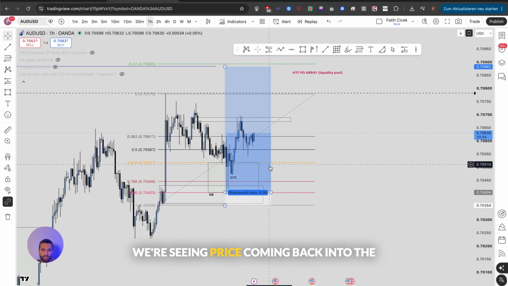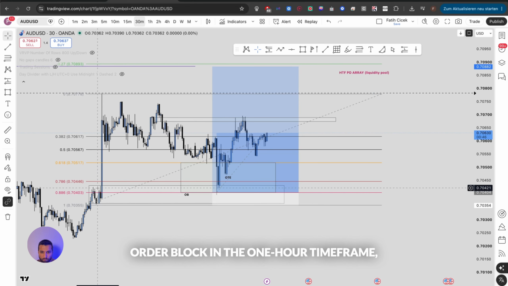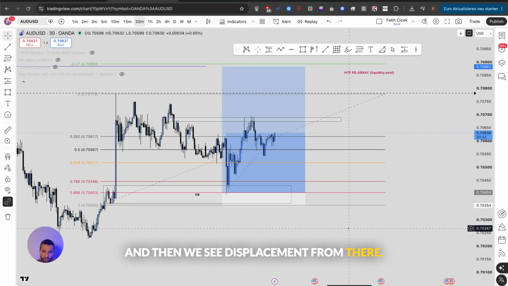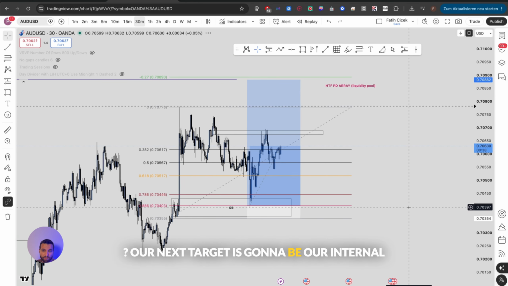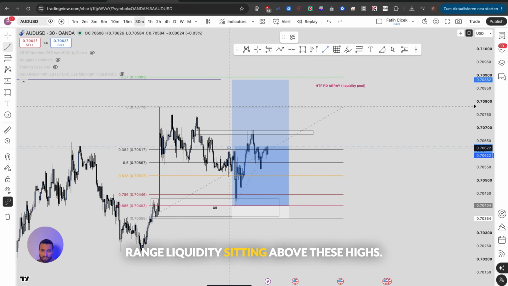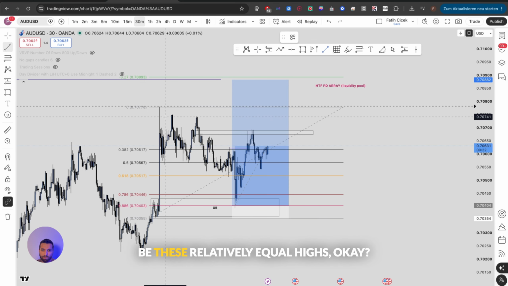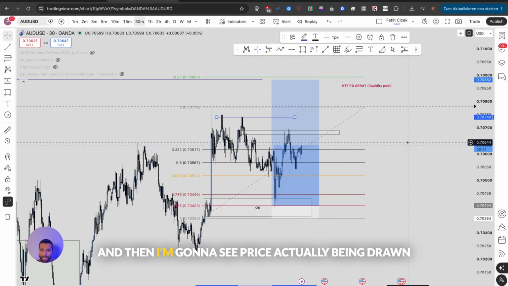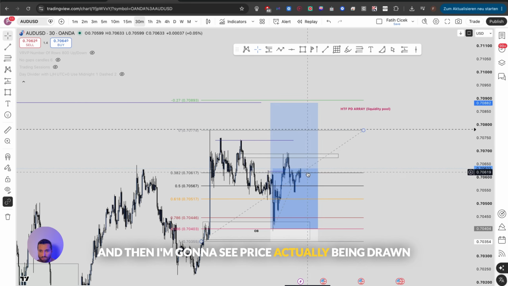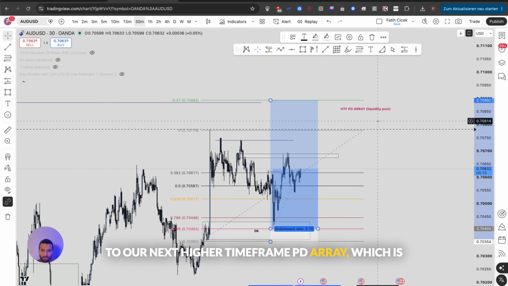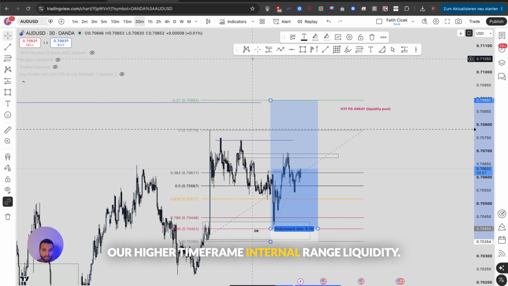Okay, we're seeing price coming back into the order block in the 1 hour time frame, and then we see displacement from there. Our next target is going to be our internal range liquidity sitting above these highs. I want these buy stops being taken, and then my second target is going to be these relatively equal highs, okay? And then I'm going to see price actually being drawn to our next higher time frame PD array, which is our higher time frame internal range liquidity.